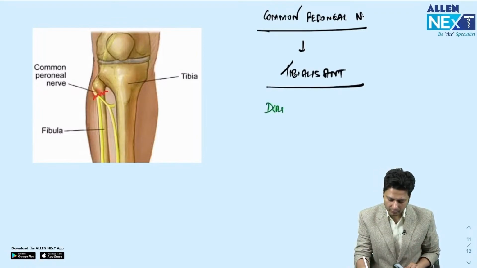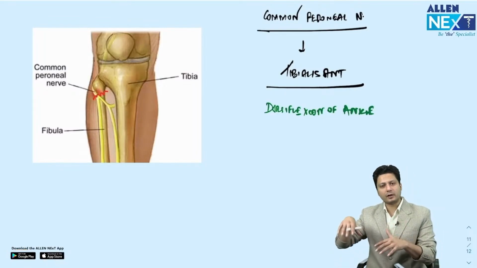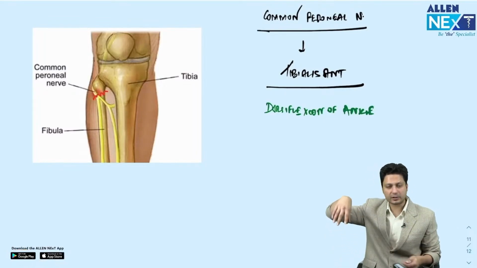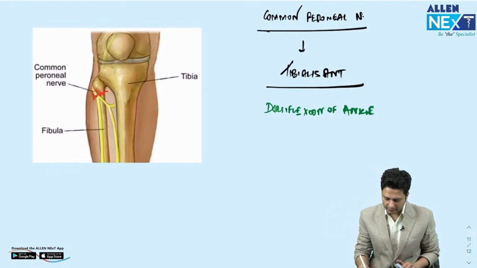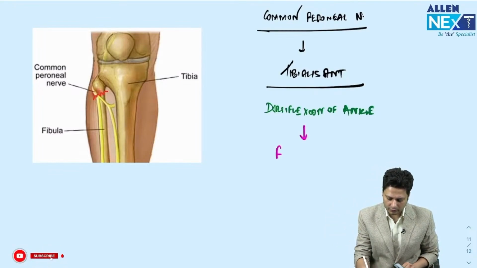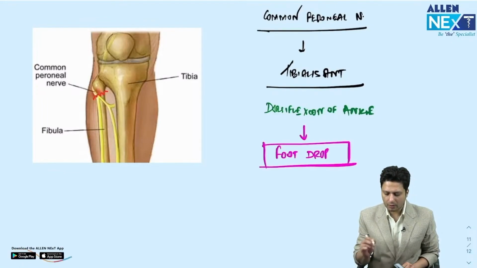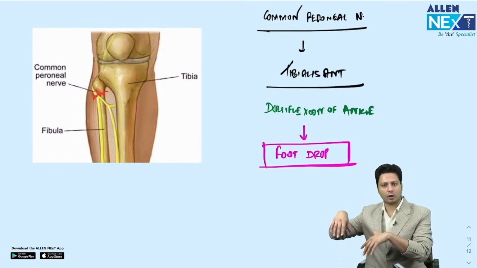What is the major function of this tibialis anterior? It is responsible for causing dorsiflexion of the ankle. And if there is a loss of dorsiflexion of the ankle, then the patient would be having a foot drop. So the outcome of this loss of dorsiflexion of the ankle will result in foot drop. Now, imagine how the patient with the foot drop will walk.